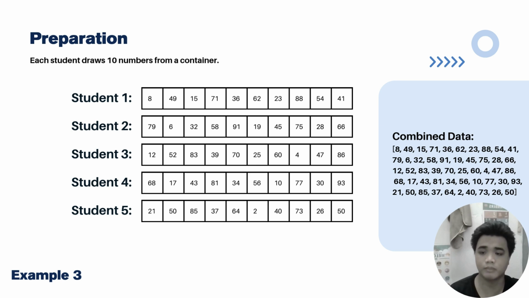This slide sets up the experiment. It describes the initial action, each student drawing 10 numbers from the container. This is the random sampling process that will generate the data for analysis. The table shows the raw data collected from 5 students, each having 10 numbers. Next slide.